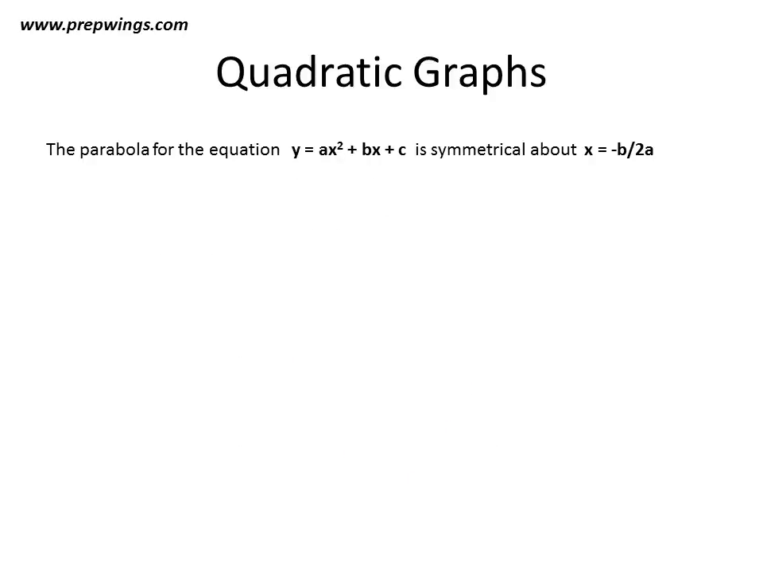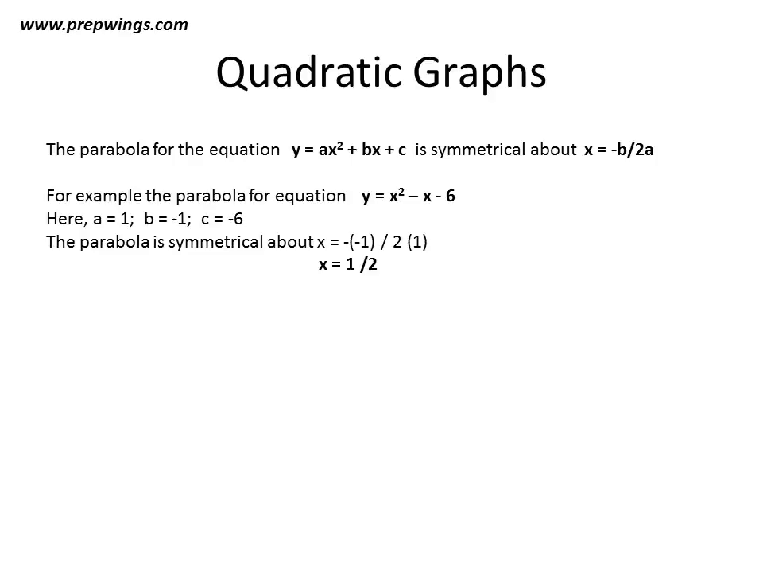The parabola for the equation y equal to ax square plus bx plus c is symmetrical about x equal to minus b by 2a. X equal to minus b by 2a will give me a line which is parallel to the y-axis. For example, the parabola is given as y is equal to x square minus x minus 6. Here a is equal to 1, b is equal to minus 1 and c is equal to minus 6.